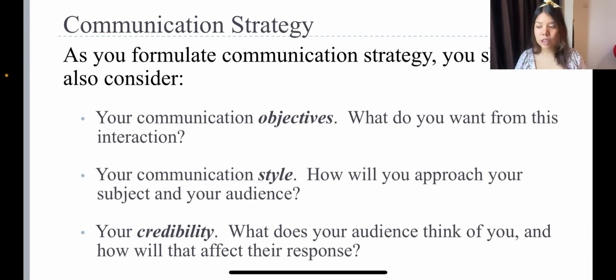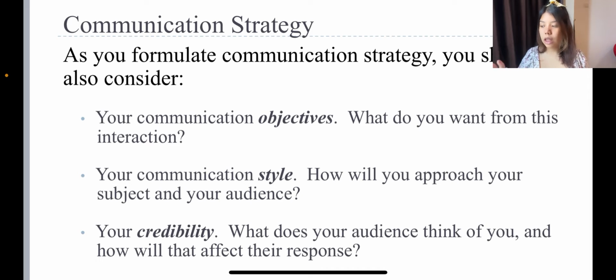So communication strategy. As you formulate a communication strategy, you should also consider your communication objectives. Like, what do you want from this interaction? When you're having a conversation, what do you want from that conversation? Next is your communication style. Like, how will you approach your subject and your audience? Is it like, just go for it, or say hi and introduce yourself? Having a conversation. Next is your credibility. What does your audience think of you, and how will that affect their response?